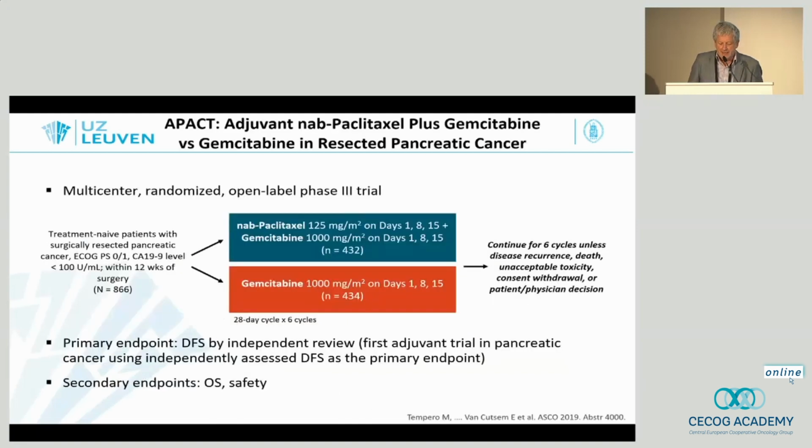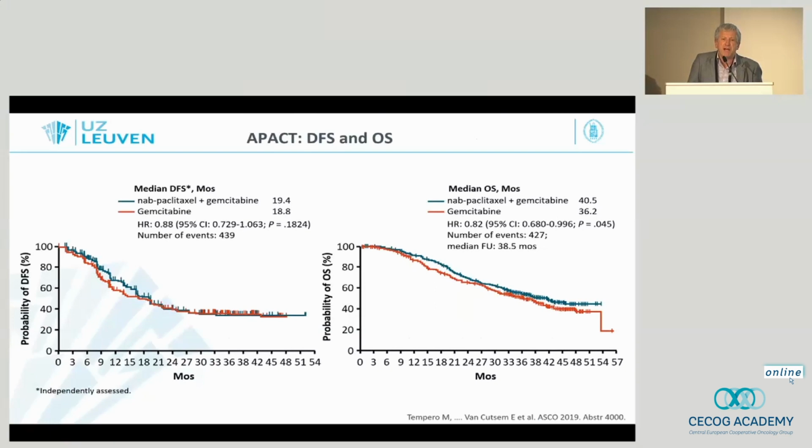At the same time, or reported a little bit later, there was the APACT trial, which was formally speaking a negative trial. This was a randomized trial of gemcitabine versus gemcitabine plus nab-paclitaxel. The primary endpoint was the disease-free survival by the independent review committee. We looked also at disease-free survival by the investigators and at overall survival as secondary endpoints. But the primary endpoint, on the left, was negative: disease-free survival according to an independent panel.